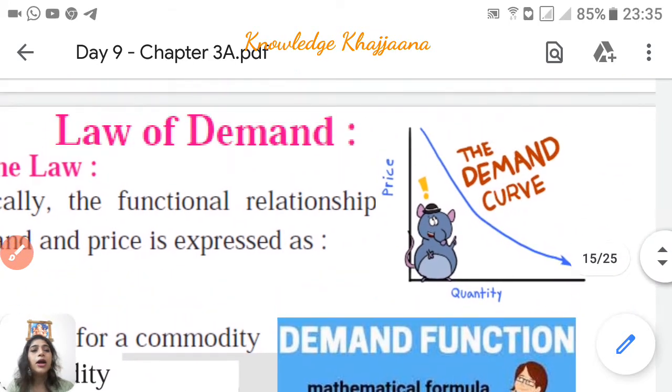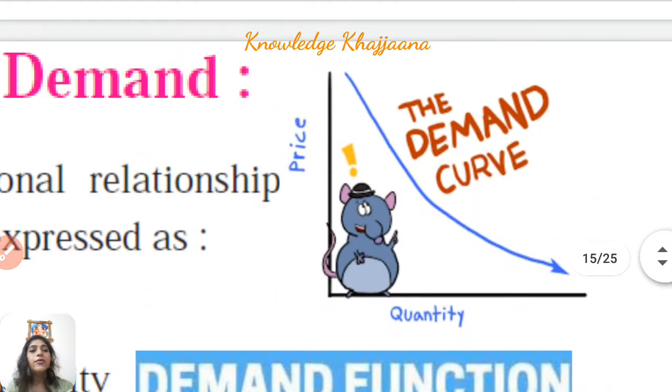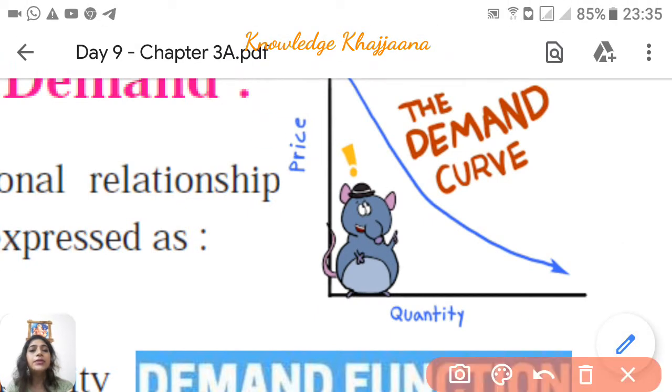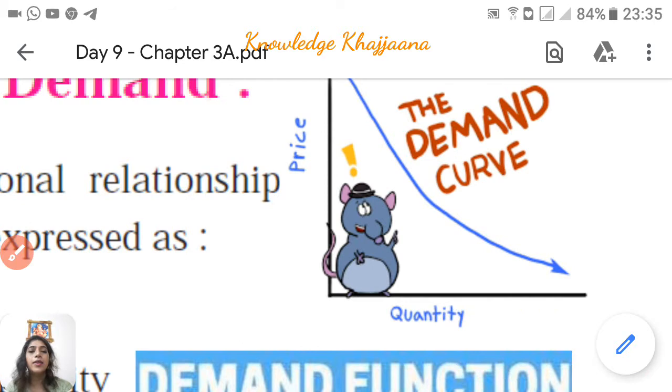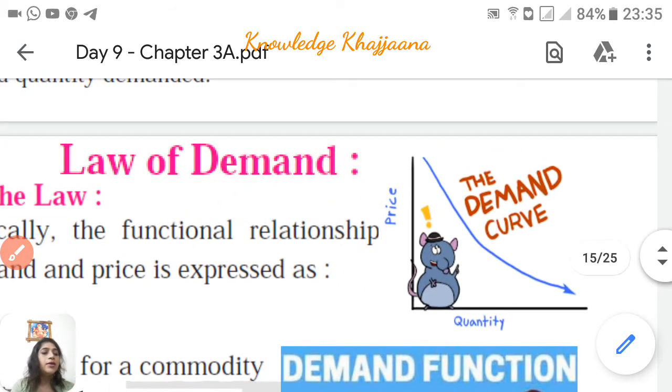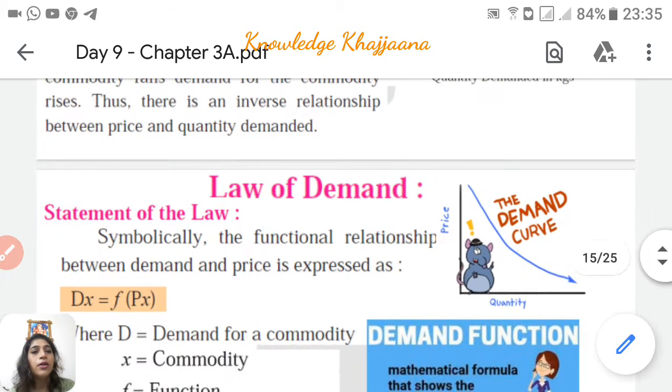And how is it? With the increase in the price, what happens? The demand decreases, right? This is the decrease in the demand. This is the downward slope, which we have to learn. The demand for any commodity depends on its price. That we have to learn.